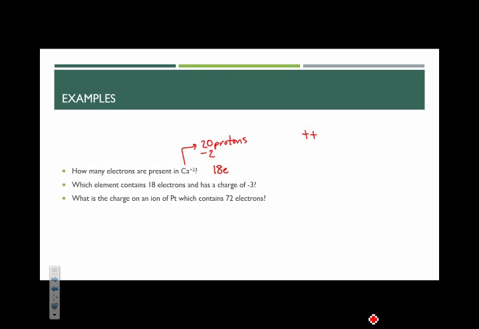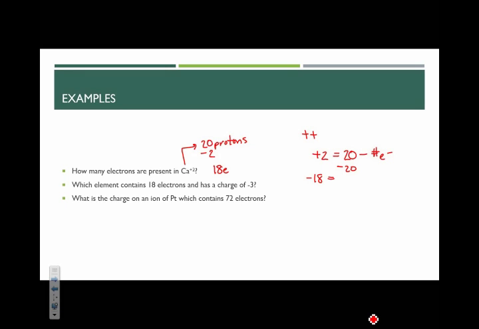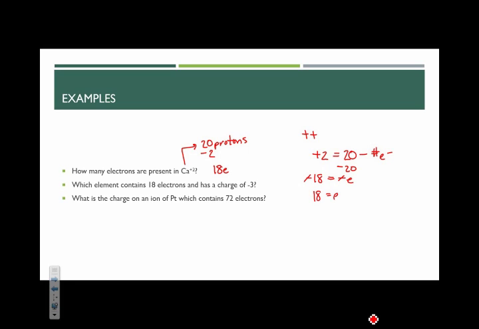We could also work it as the charge was plus 2, that was equal to 20 minus the number of electrons. Wait, that doesn't work. Protons minus electrons. Oh yes, it does. Sorry. Minus 20. This becomes 18, negative 18. This is negative electrons, and my negatives cancel, and so I have 18 equals my electrons. Great. Whew, algebra did not fail us.